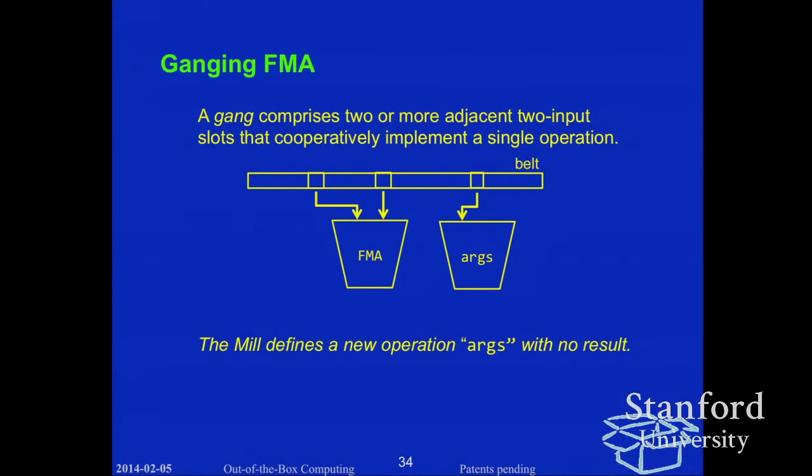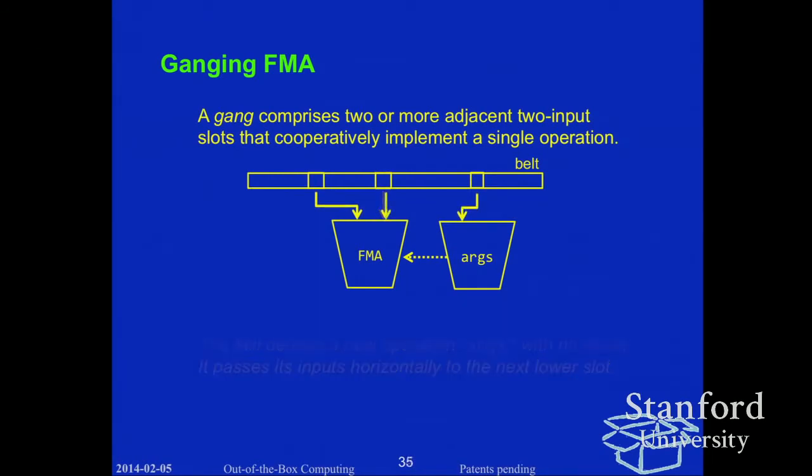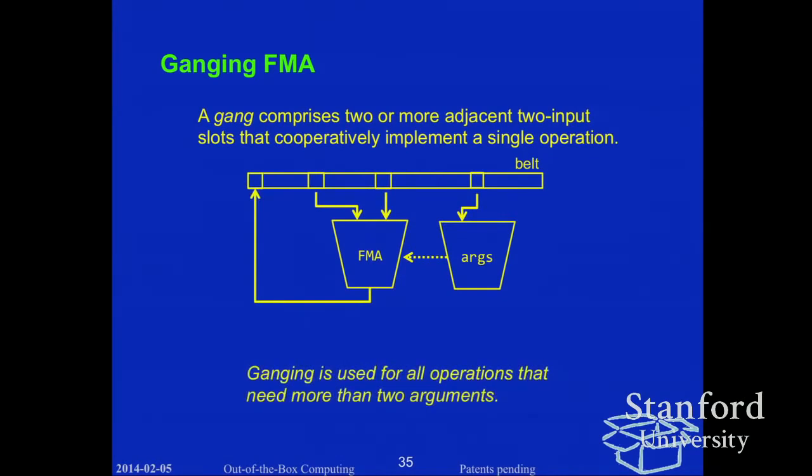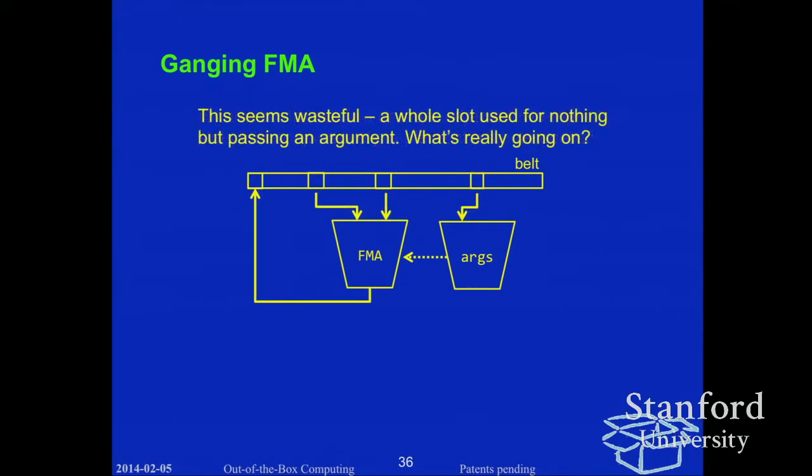Well, we now have 2 inputs going down one path and 1 input going down another path, but what we really want was 3 inputs. So args passes its data horizontally between the functional units. That in turn produces a result in a perfectly ordinary way. Ganging is used for all operations that have got more than 2 inputs. However, just having an args op which does nothing except take in an input for the data path and pass it along horizontally seems somewhat wasteful.